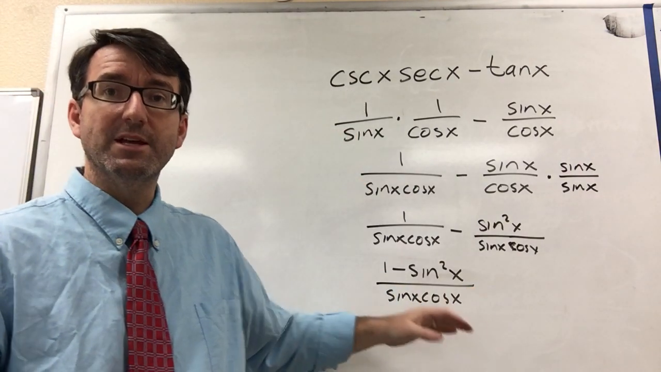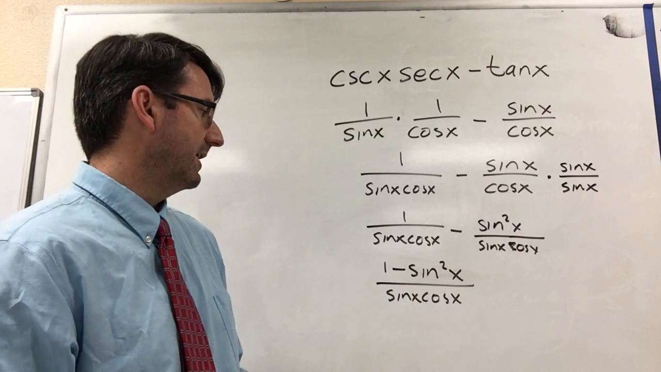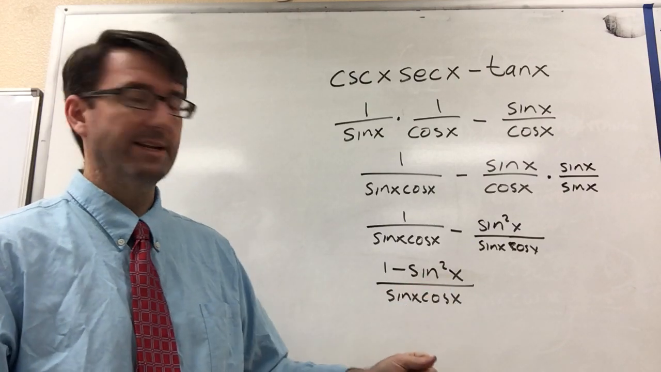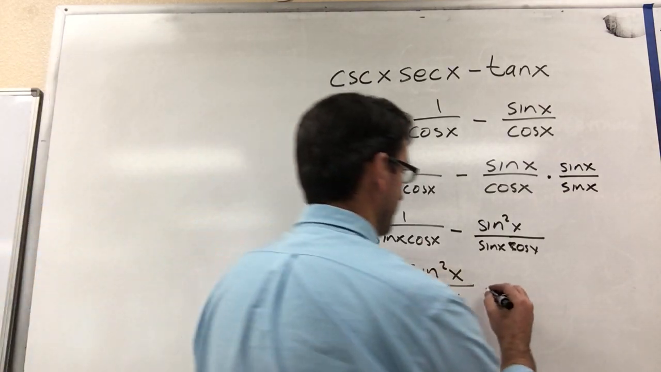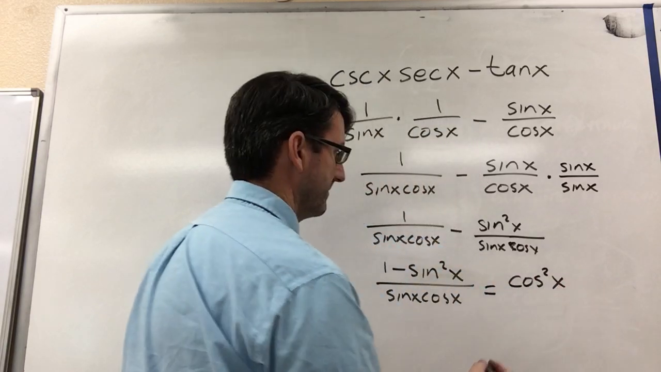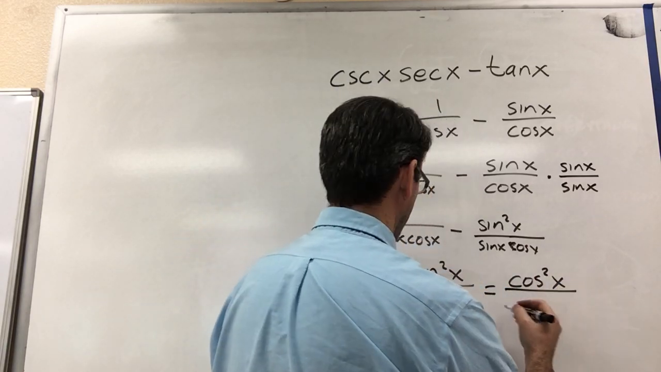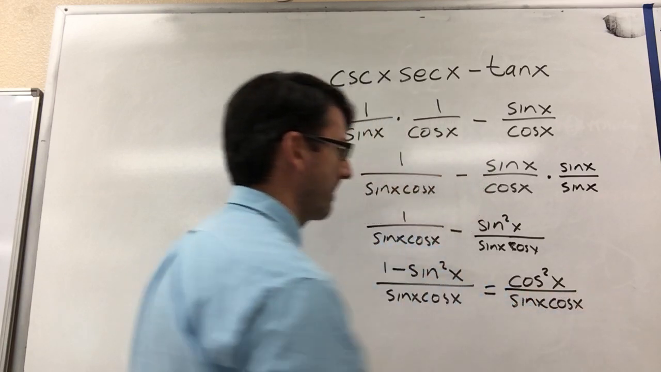Now we have something that should jump out at us as being one of our identities. 1 minus sine squared x, that's going to be equal to cosine squared x. So we've got cosine squared x over sine x cosine x.